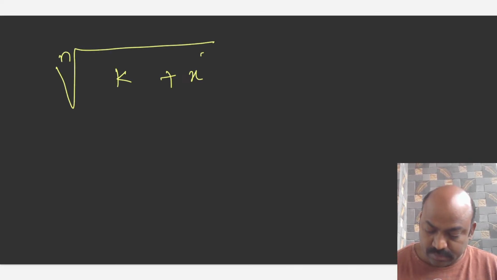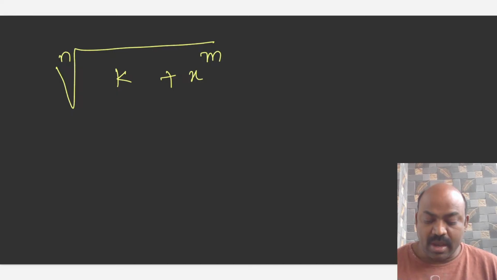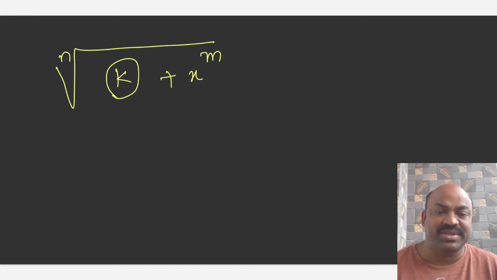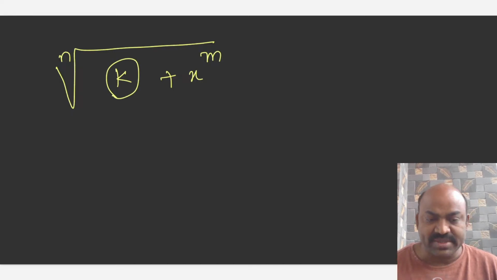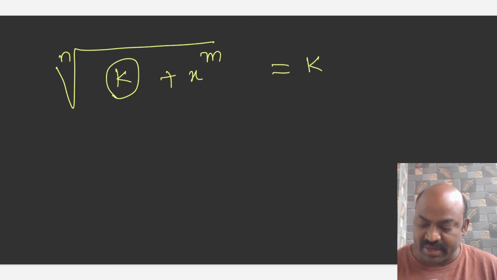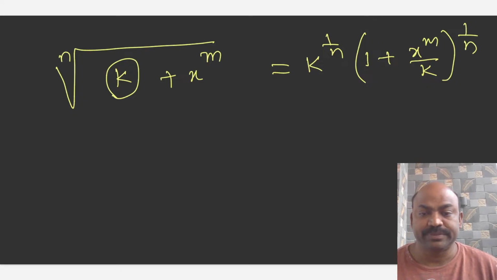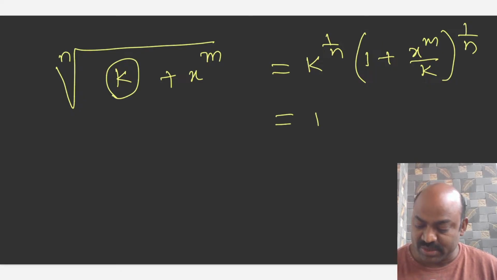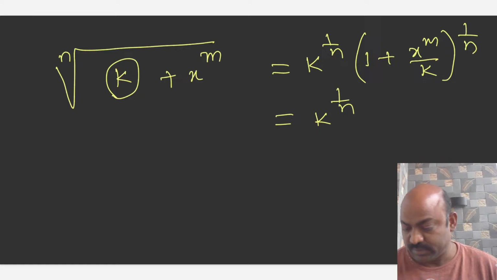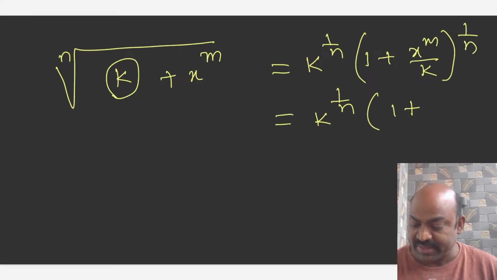The term they gave is... right. I should have here 1 plus instead of k. So what I am doing is I am dividing with k. So 2 divided with k, I am getting k out. So 1 plus x power m by k, whole power 1 by n. So this is approximately equal to, into 1 plus nx formula.